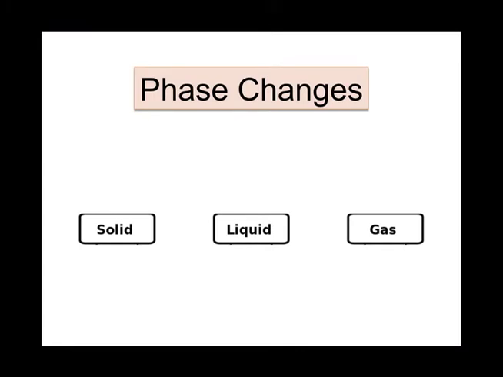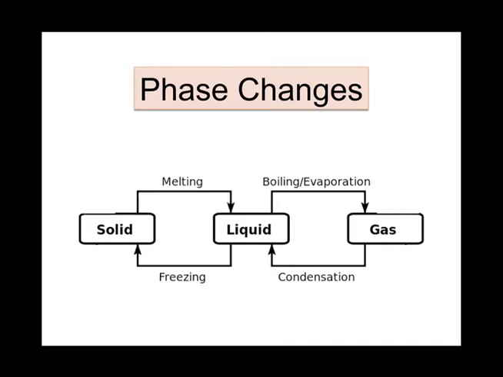We learned about the phase changes that occur between the liquid and gas phases. Those are vaporization, which can also be referred to as boiling or evaporation, depending on the context, and condensation. Then we learned about the phase changes that occur between the solid and liquid phases. Those are melting and freezing.